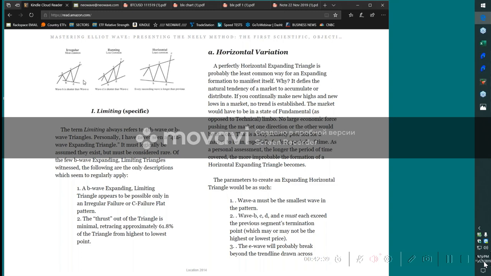So to be safe, when you're looking at what you think is an expanding triangle, just take 161% of wave A, add it to wave D, and that would be your minimum target. Do the same thing for wave C, that would be sort of your intermediate target. And then from the bottom of this to the top of this, that would be approximate maximum target. That's how you would calculate the three possibilities. So you might just want to have a minimum and maximum.